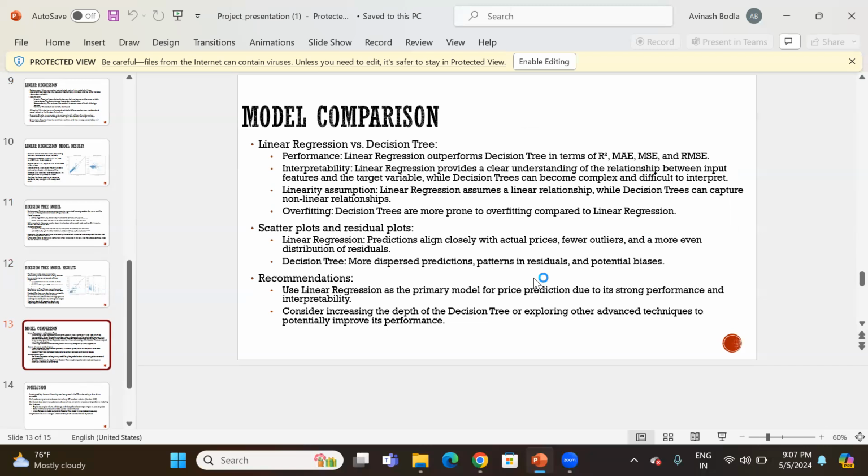Coming to the plots, the scatter and residual plots: for linear regression, the predictions align closely with actual prices, with fewer outliers and a more even distribution of residuals. For the decision tree, there are more dispersed predictions, patterns, and potential bias. The recommendation based on the analysis is to use linear regression as the primary model for price prediction due to its strong performance and interpretability.